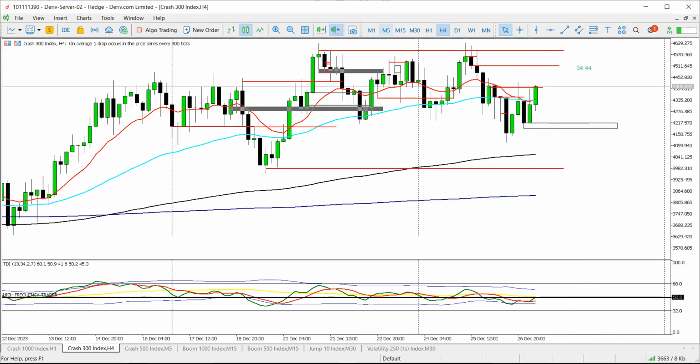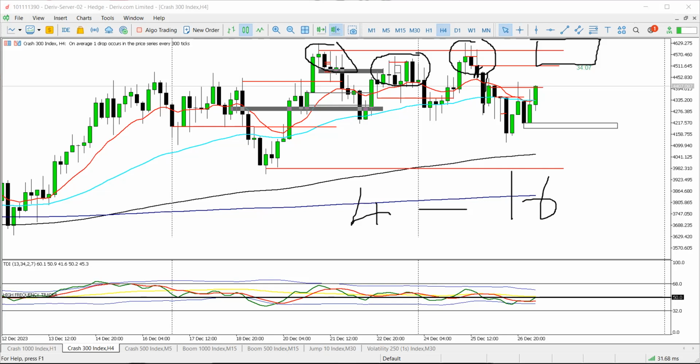But if price pushes up, we'll be looking for a reversal pattern anywhere in here. The reversal pattern I'm talking about is something like this, something like this. So you can see reversal patterns on H4, they actually take time. These are 4-hour candles. So a clean reversal takes like 8 to 12 hours, actually 8 to 16 hours to fully form, then play out. Like 4, 8, 12 hours, then the price plays out.